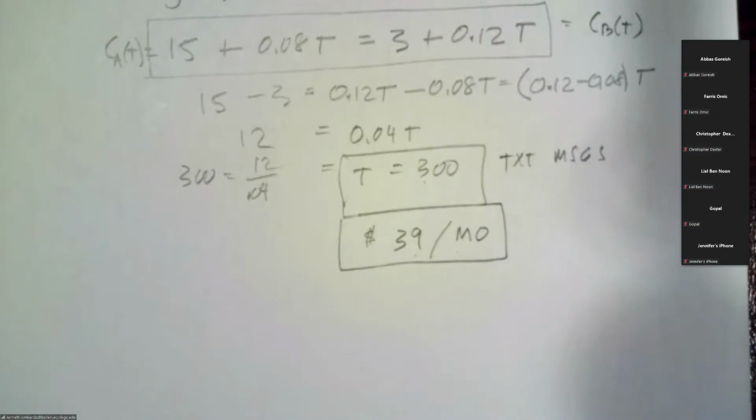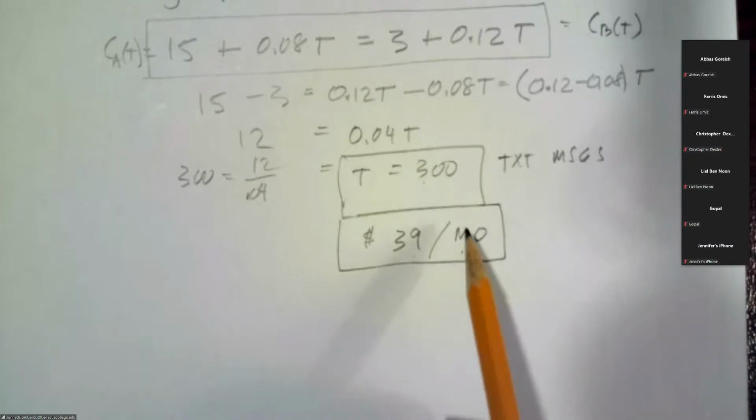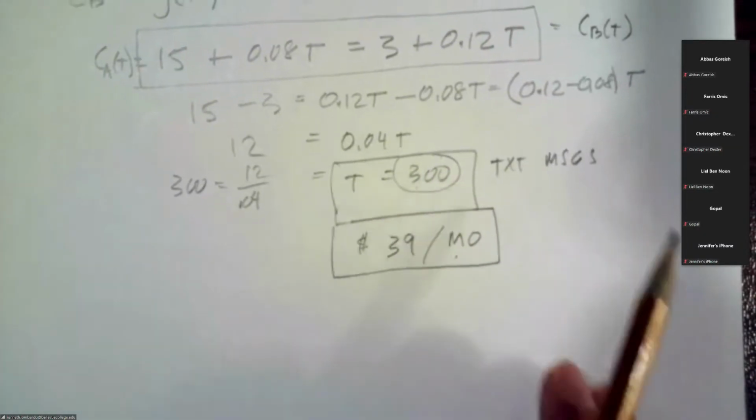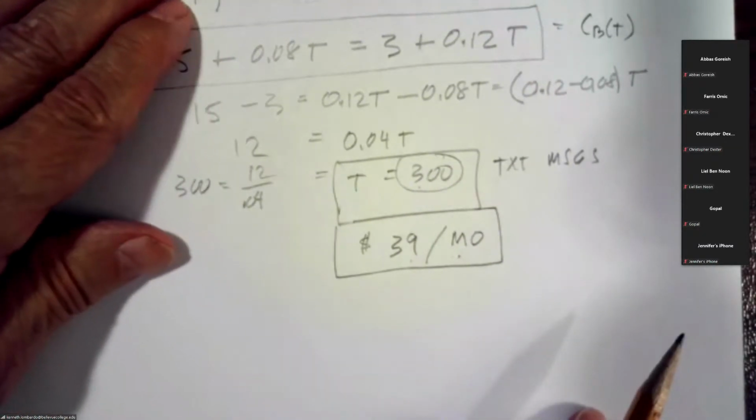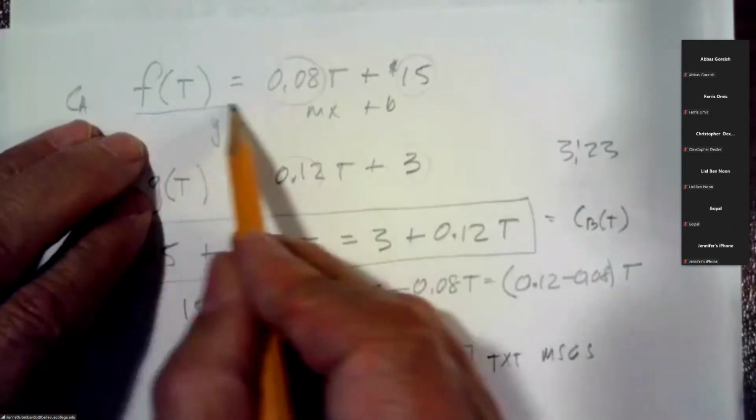Wait, how'd you find $39 again? All right, how do we find $39? Give me a volunteer that can tell me how I found $39. Well, I plugged in 300 for the number of text messages, since we found that out, so I just plugged that into the top equation. So you used this equation here?